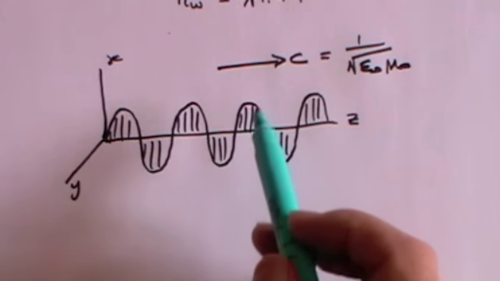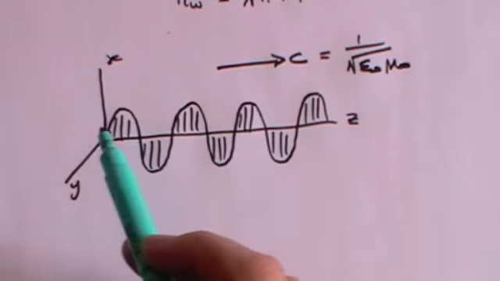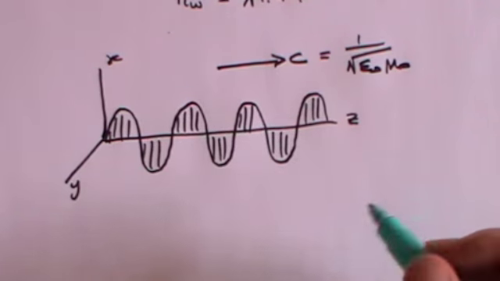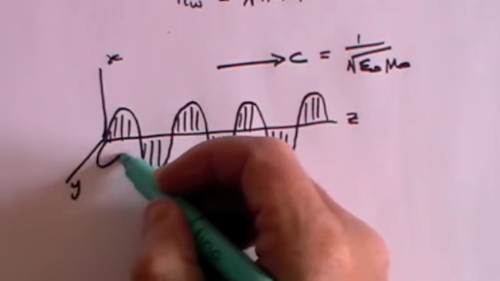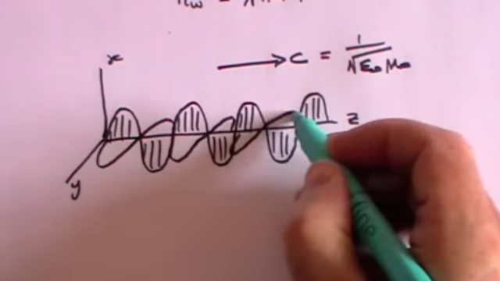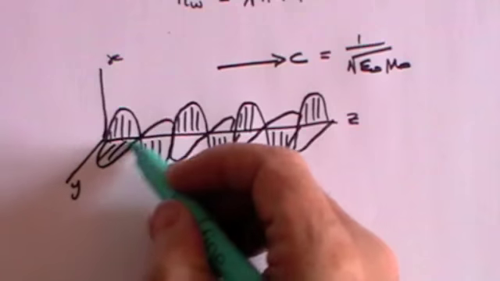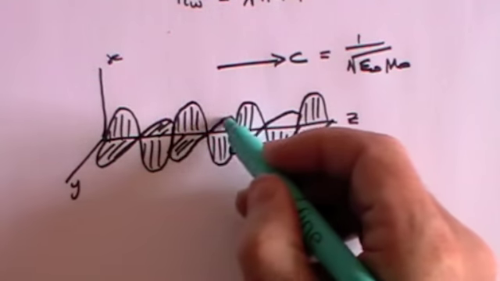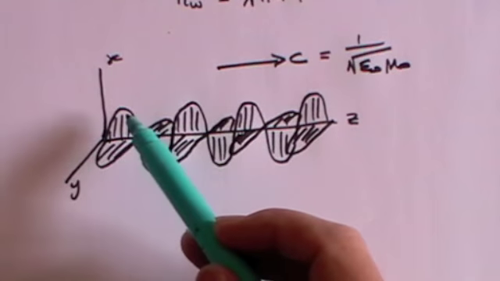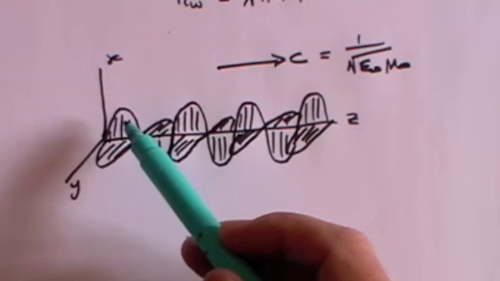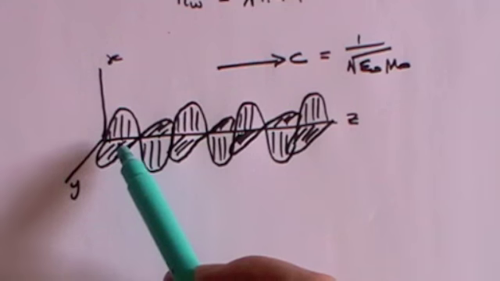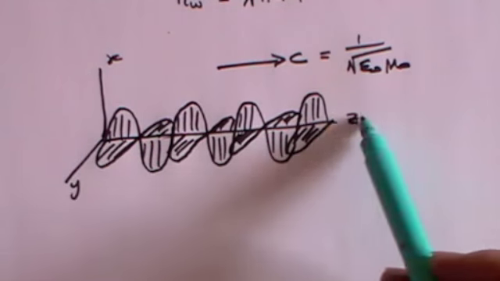So the E field is oscillating up and down in the x direction, the whole wave is moving in the z direction, and there is an associated in-phase B field which oscillates, can't draw it terribly well, in the y direction. So the B field is oscillating at right angles to the E field, which is oscillating in the x direction, and both of them are perpendicular to the direction of travel, which is in the z direction.